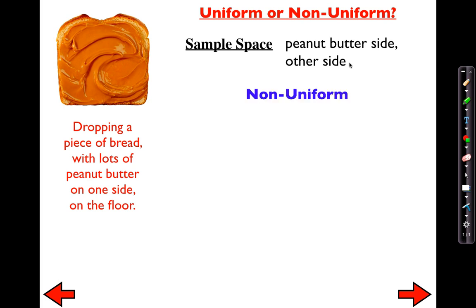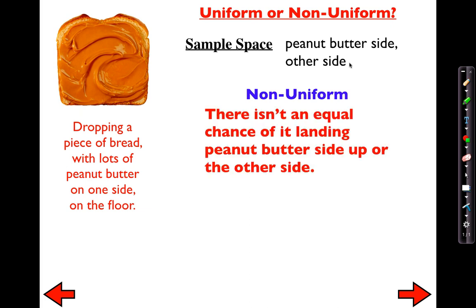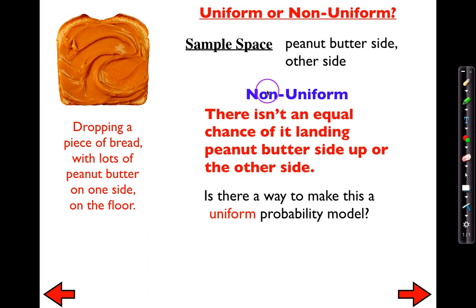Okay, why? Again, because there isn't an equal chance of it landing on the peanut butter side up or the other side. In fact, kind of like the coin, you should be thinking, well, it's more likely to land with the peanut butter side down because it's heavier, so it's going to be drawn to land first. So again, it isn't an equal chance of it landing on any of the outcomes, so for that reason, it is non-uniform.